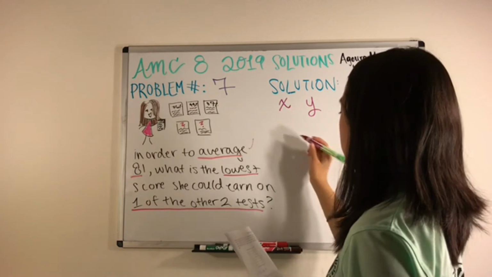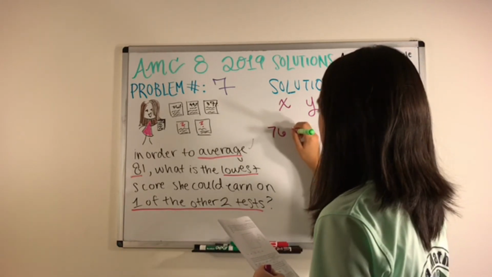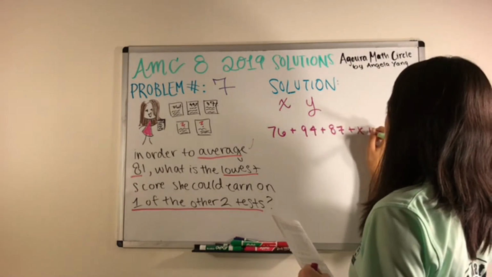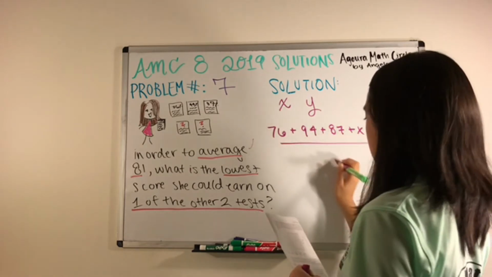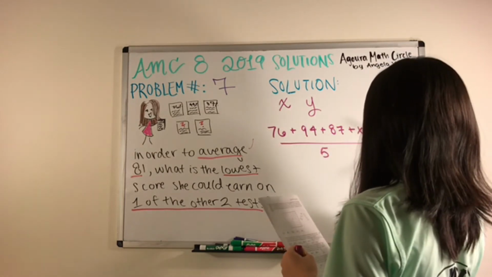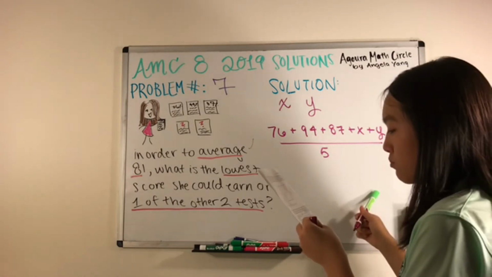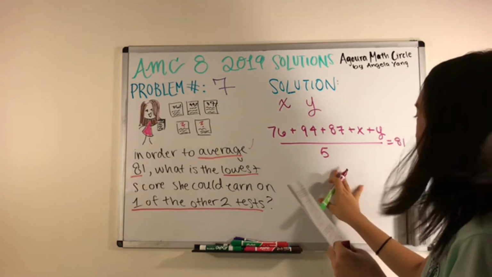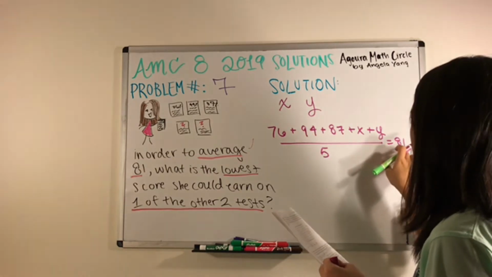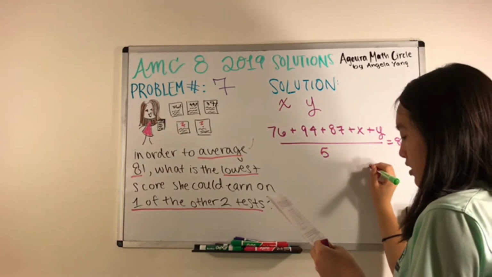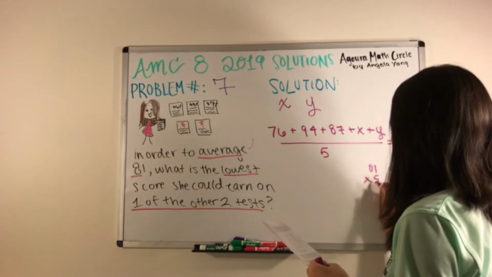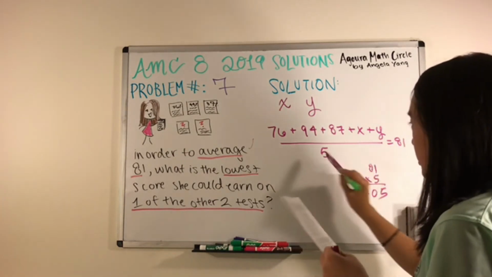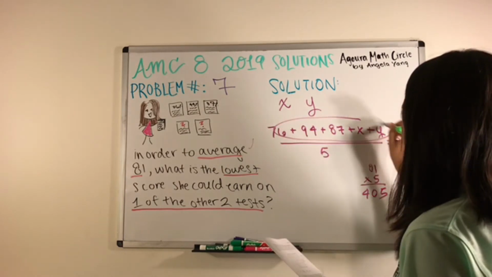So 81 being the average, we would get the equation of 76 plus 94 plus 87 plus x plus y, all over the number of tests she's taking, which is 5, should equal 81. Now, using this information, we can reverse to find out what x plus y is supposed to equal. So we can do 81 times 5. 81 times 5 is 405. Using that, we know that this entire sum is equal to 405.